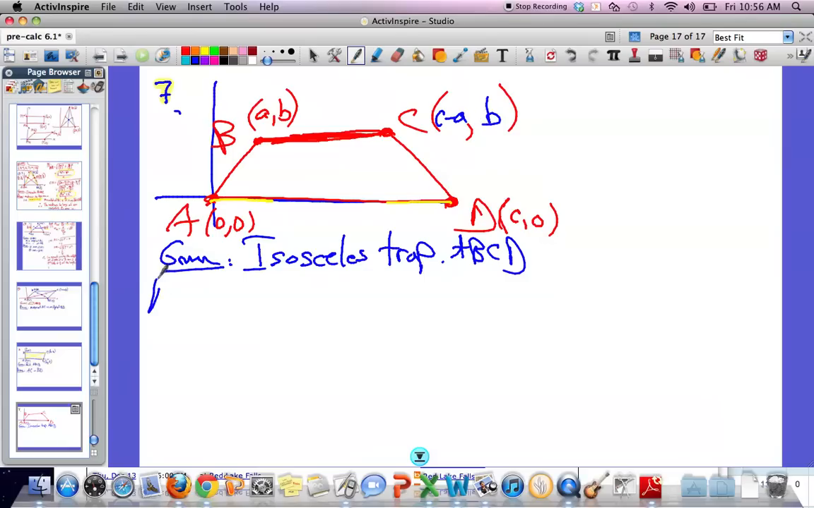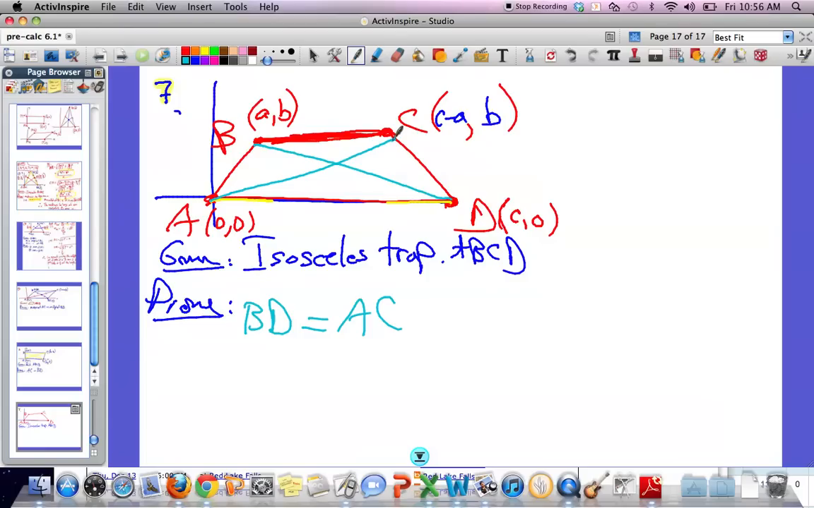So what are we trying to prove on this one? On number 7. Prove that the lengths of the diagonals are equal. Oh, just like the last one. So you're asked to prove that B to D is equal to A to C. Distance formula. Okay, I'll let you set that one up.